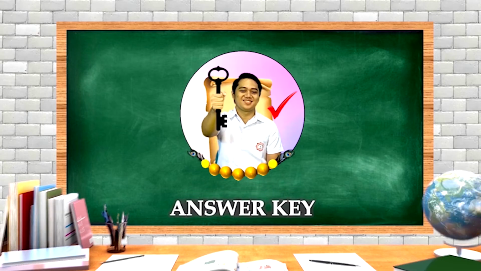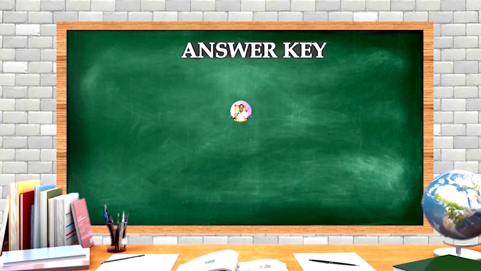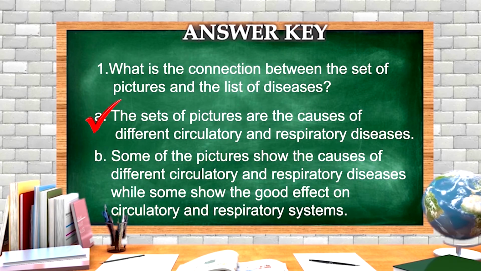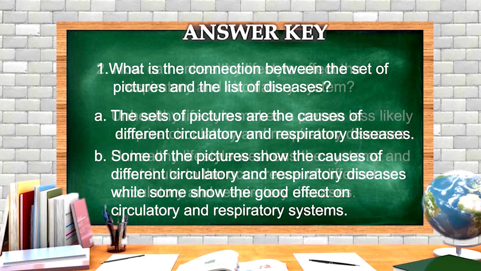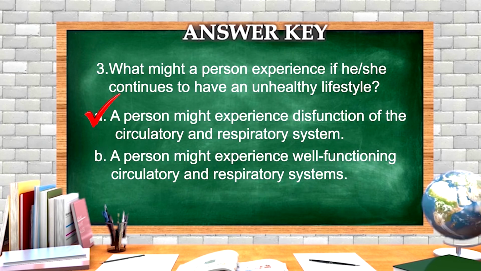Check your answers on the screen. Number 1. The set of pictures are the causes of different circulatory and respiratory diseases. Number 2. Unhealthy lifestyle weakens the system and contributes to the occurrence of different circulatory and respiratory diseases. Number 3. A person might experience dysfunction of the circulatory and respiratory system.